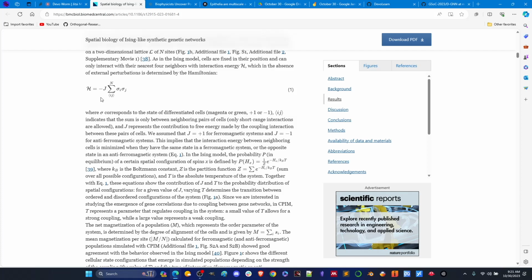So I is the distance and J is the energetic aspect. And so it's this pair of terms. And then we assume that J equals +1 for ferromagnetic systems and J equals -1 for antiferromagnetic systems. This implies that the interaction energy between neighboring cells is minimized when they have the same state in a ferromagnetic system or the opposite state in an antiferromagnetic system. So they basically use that as a proxy for polarized states.